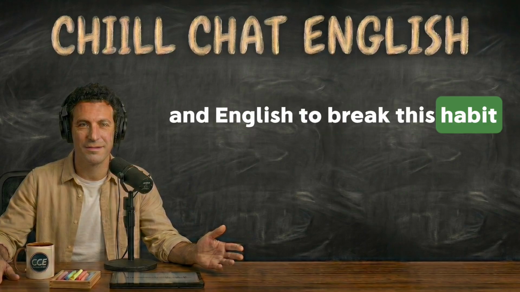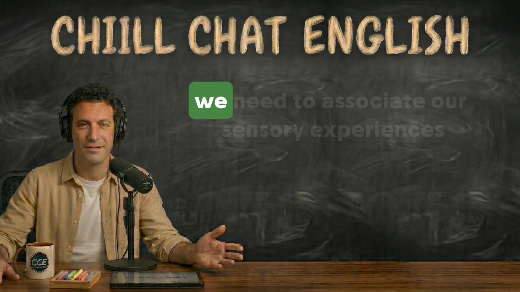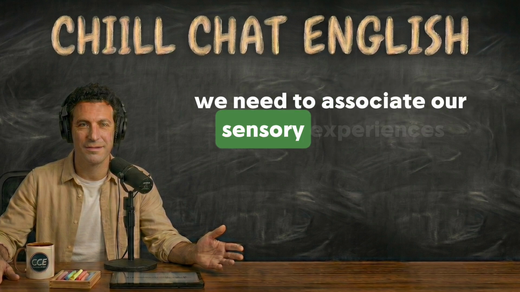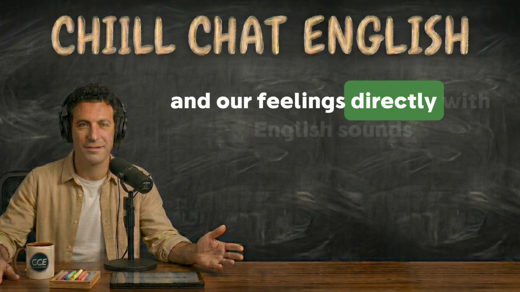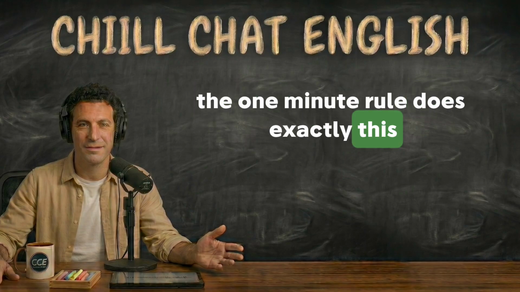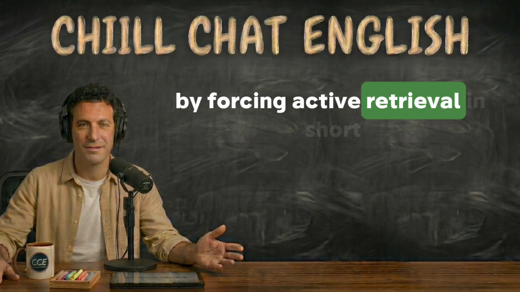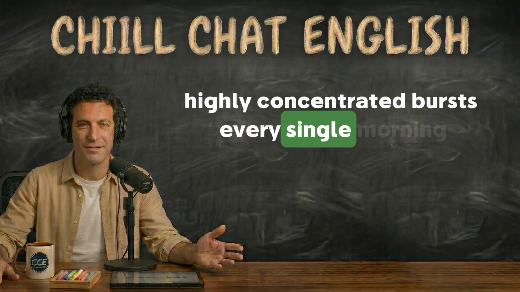To break this habit, we must build direct cognitive pathways. We need to associate our sensory experiences, our actions, and our feelings directly with English sounds. The 1-minute rule does exactly this by forcing active retrieval in short, highly concentrated bursts every single morning.